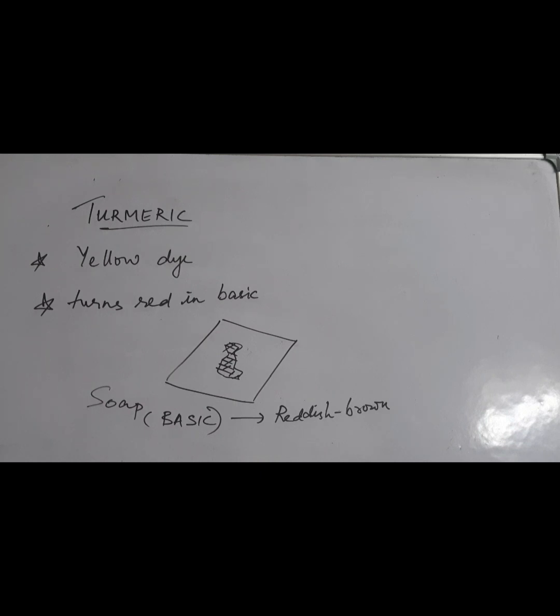So this happens in case of the natural indicator, that is turmeric. It is yellow in color and it turns red in basic. So basic, here I have taken soap, and on a piece of cloth you are having a yellow stain, and when you are washing it with soap, what happens? It forms a reddish brown color. Again you are rinsing it with water. Everything, that stain, that soap, everything will be washed out, and you get the clear cloth.